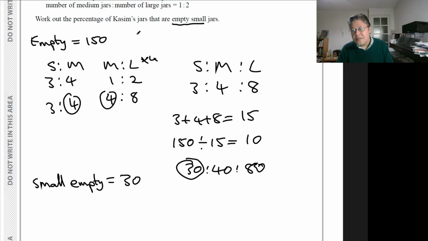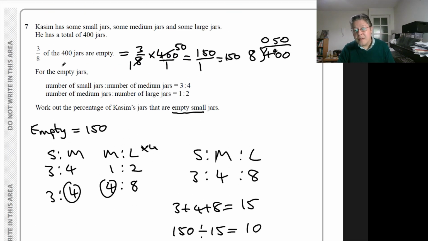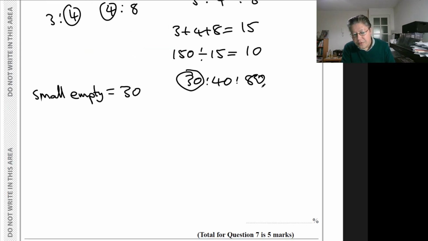And we want to work out the percentage of jars that are small and empty. So it should be 30 as a percentage of the original number. There were 400 originally, so this is all the empty and filled jars. So we need to do 30 as a percentage of 400. We do that by doing 30 over 400 times 100. And this is a non-calculator paper, so to do that, we do 100 over 1, and we cancel first. We can divide by 100 here, which gives us a 1, and divide by 100 here, which gives us a 4.